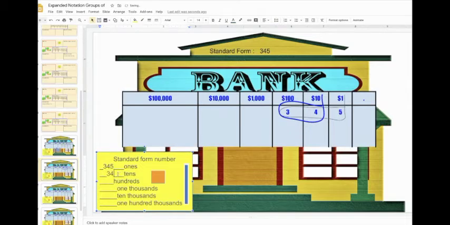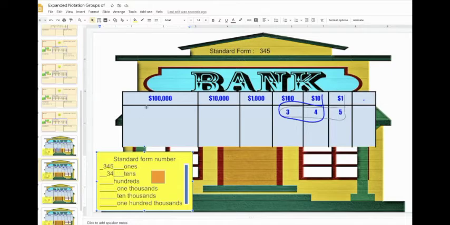It's 34 tens. Well, that makes sense. For every 100, it equals 10 tens. So 200 would be 20 tens, and 300 would be 30 tens. And then I have 4 tens, so 34 tens.